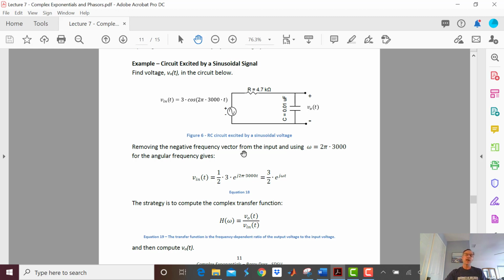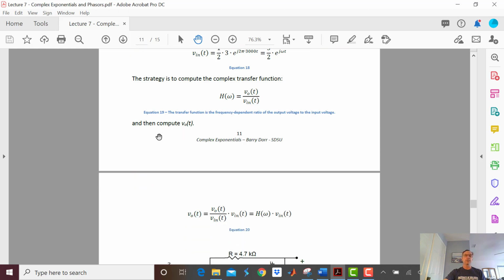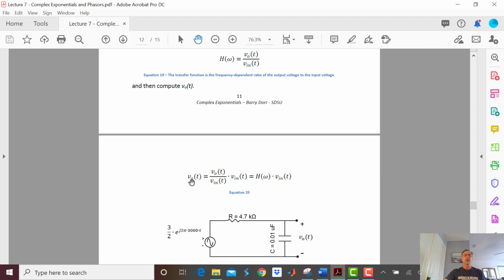So the strategy is to compute the complex transfer function of my circuit, which is V out divided by V in. And then we're going to compute V out by saying V out is equal to the transfer function, V out over V in, times V in, which is just going to be H of omega times V in. That's going to give us V out.